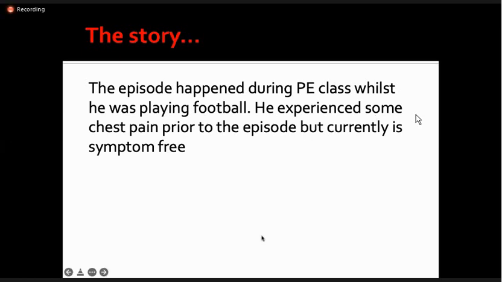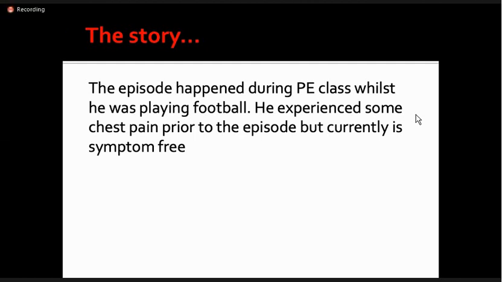Okay, so what do you think of this history? Well, yes, he has had syncope. Rule out HOCM, somebody says. Yeah. So this is basically an episode of chest pain followed by syncope related to exercise.